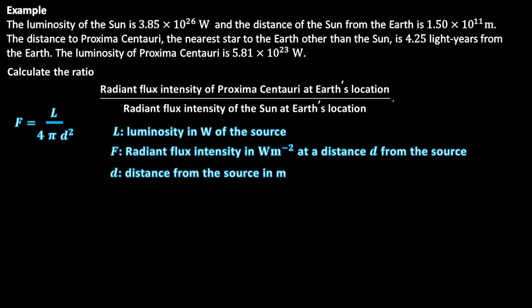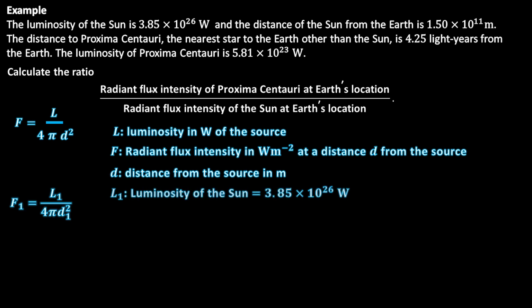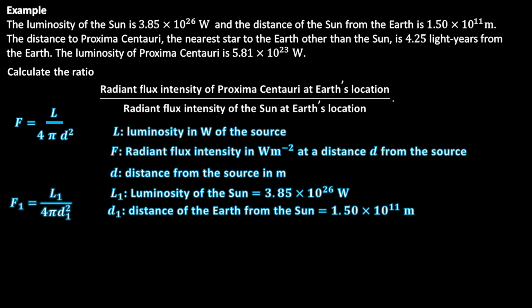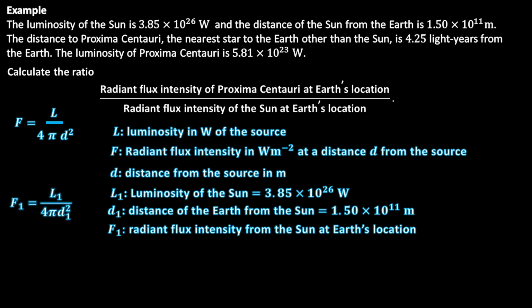Now we have to apply this equation to the sun and Proxima Centauri. For the sun, we write it as F1 = L1 / (4πd1²), where L1 is the luminosity of the sun, which is 3.85 × 10^26 watt. d1 is the distance of the earth from the sun, which is equal to 1.50 × 10^11 meter. F1 is the radiant flux intensity from the sun at Earth's location.